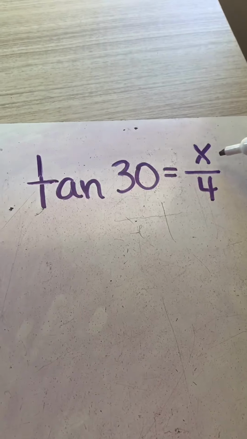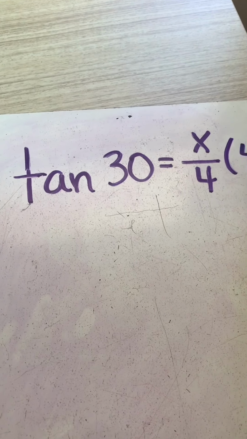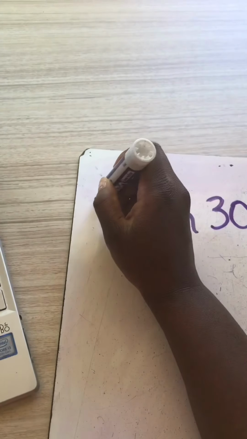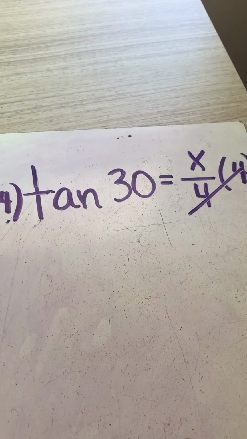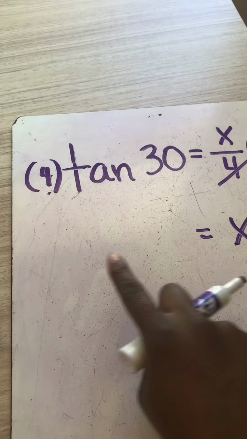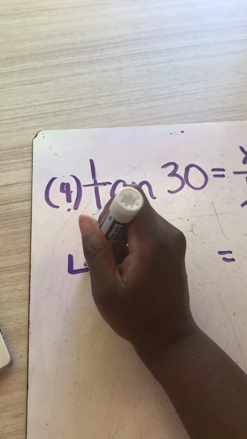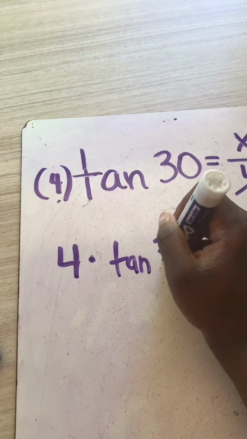So remember, we're trying to get x by itself. So that means if I multiply both sides by 4, that would make these 4's cancel out, and now x would be by itself. Now on this side, I have 4 times tangent of 30.